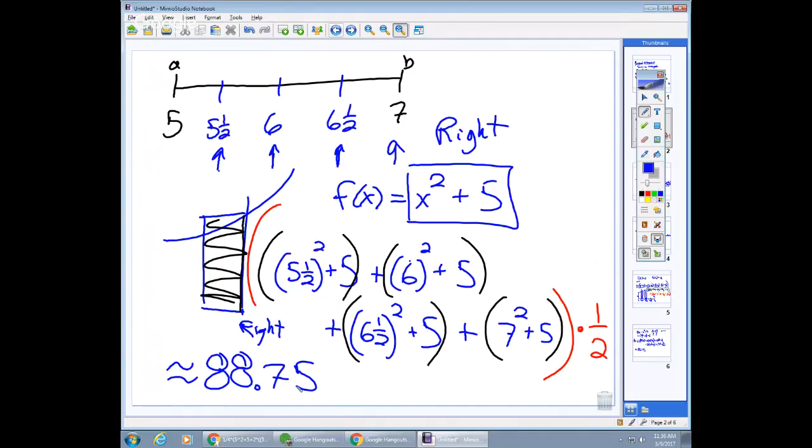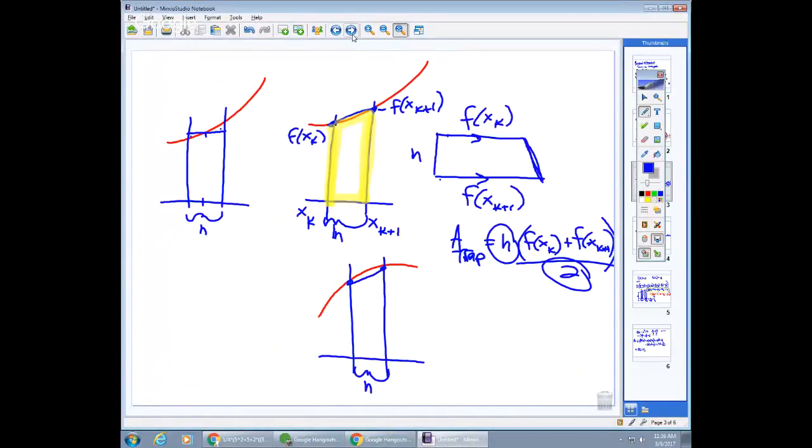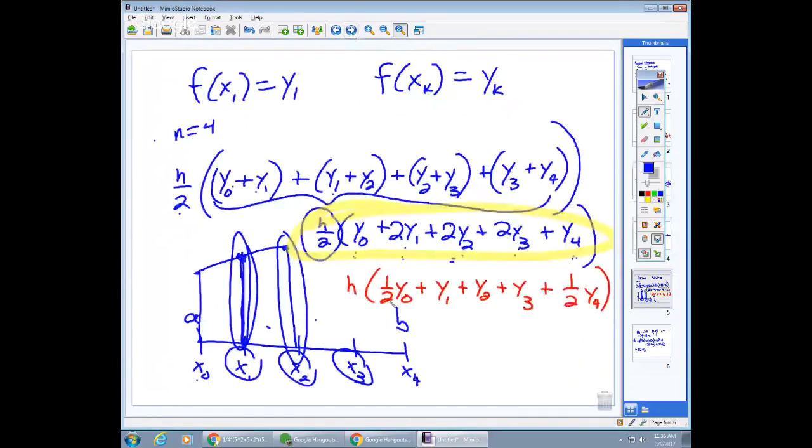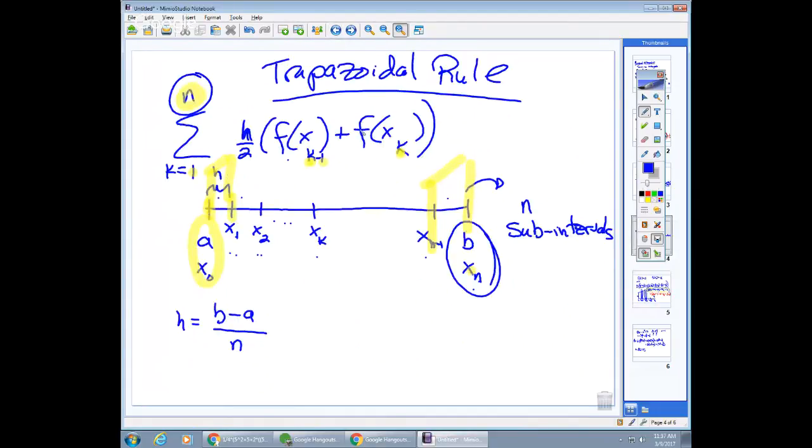Let's try another one. So that's the trapezoidal rule. And again, there's two ways to look at it. One way is by just considering it's always going to be h over 2 times your y values where the endpoints are single and the interiors are doubled. Or you can use the Riemann sum version up here. So I'm going to write down the Riemann sum version next, and then we'll do another one.